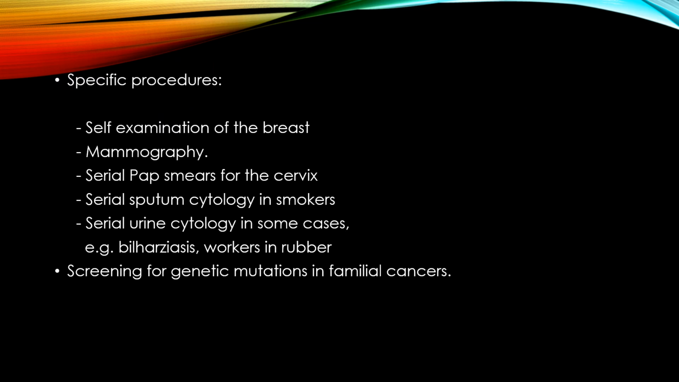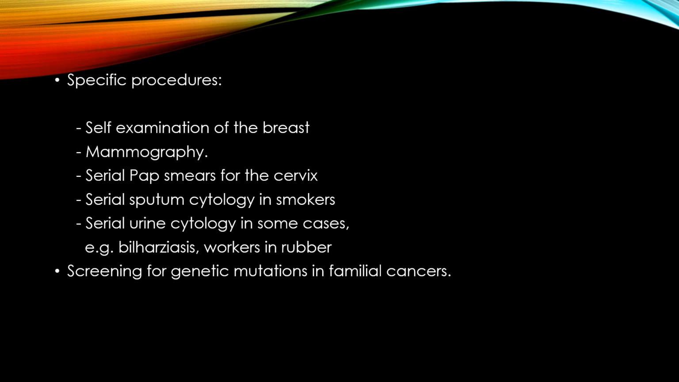So also, one of the processes that helps in early detection of cancer is self-examination of the breast, and mammogram, which is one of the screening programs that are present in our country. All females above the age of 40 should do a mammogram in order to see if there are any changes related to breast cancer. Serial pap smears of the cervix, which can detect cervical cancer. Serial sputum cytology in smokers. This usually can detect the changes in lung cancer very early. Serial urine cytology in some cases, like in bilharziasis, workers in rubber, which, as we said earlier, those patients have high risk of developing bladder cancer.